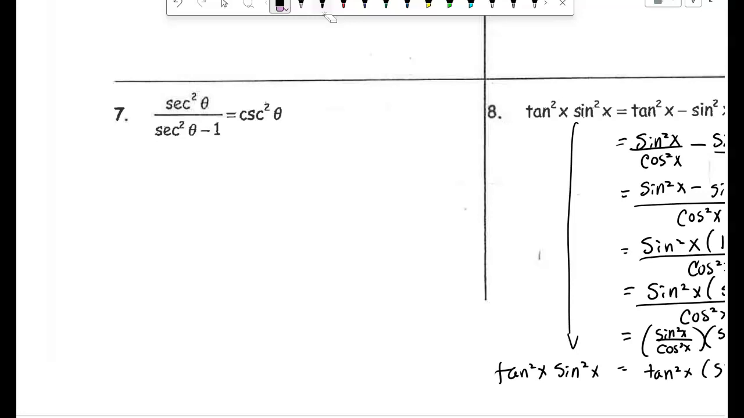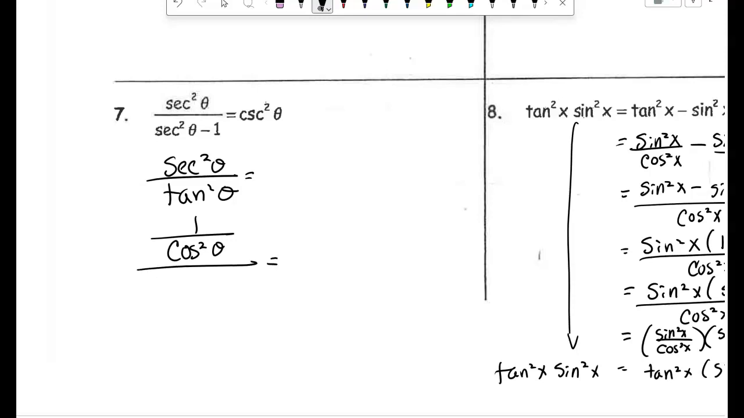I heard Hannah said I can change the denominator. You guys agree or disagree with her? Agree. What's secant squared theta minus 1? All right. Now what would you guys suggest? Change the secant squared theta to what? Couldn't we just use the reciprocal of it? Well, secant squared theta is also 1 over what? Cosine squared theta. Yeah, and tangent squared theta, exactly.